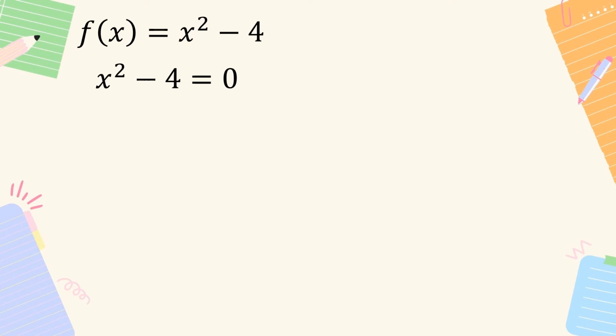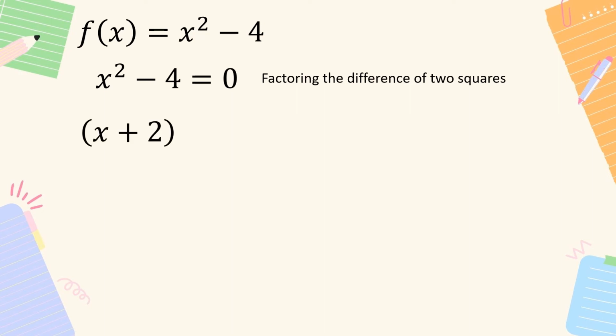For our second example, we have f of x equals x squared minus 4. We change f of x to 0. So our equation is written as x squared minus 4 equals 0. The type of factoring to be used here is factoring the difference of two squares. So the factors are x plus 2 and x minus 2, which is equated to 0.